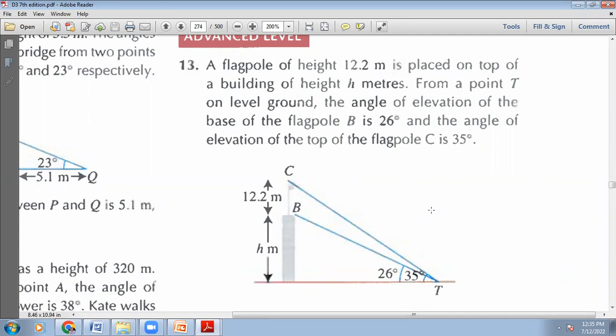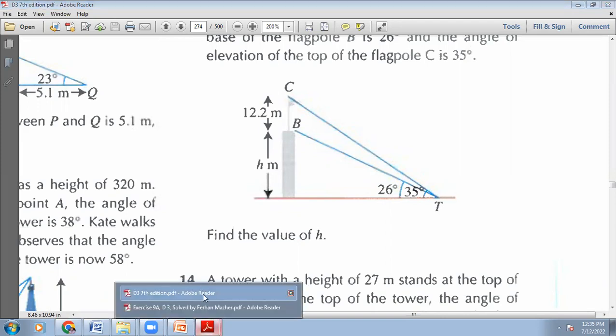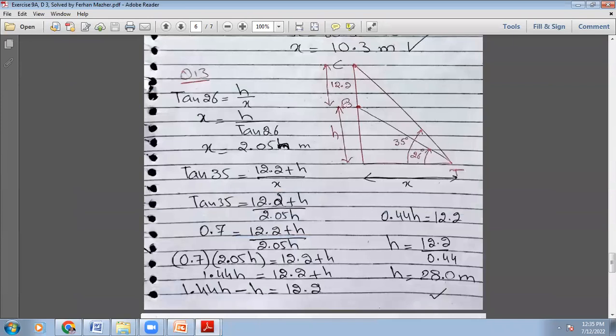From a point T on the level ground, the angle of elevation of the base of the flagpole, B, is 26 degrees, and the angle of elevation of the top of the flagpole, C, is 37 degrees. So find the value of this height, this base. This I want to find out. Okay, so let me show you. I have done this, and you can see this is the main question. This height is 12.2. The angle of elevation of B from T is 26. The angle of elevation of C from T is 35.